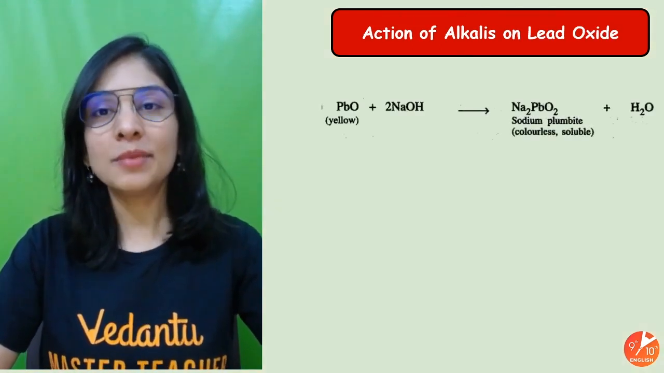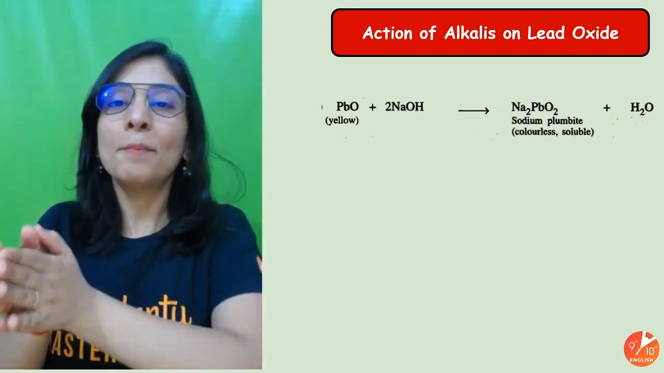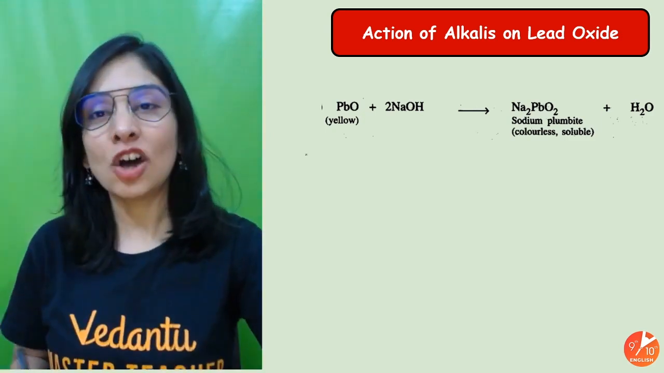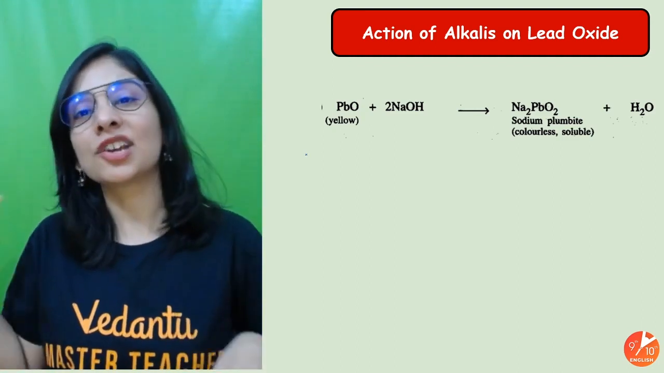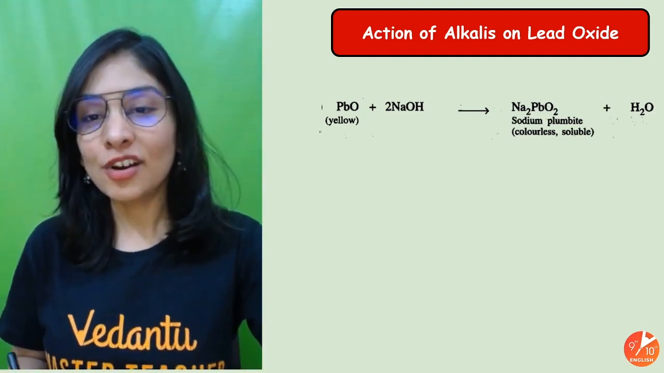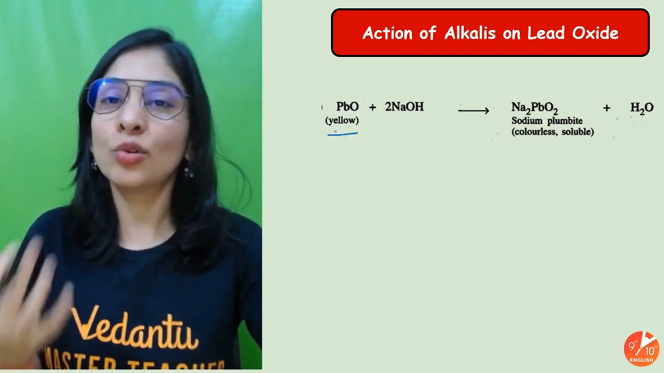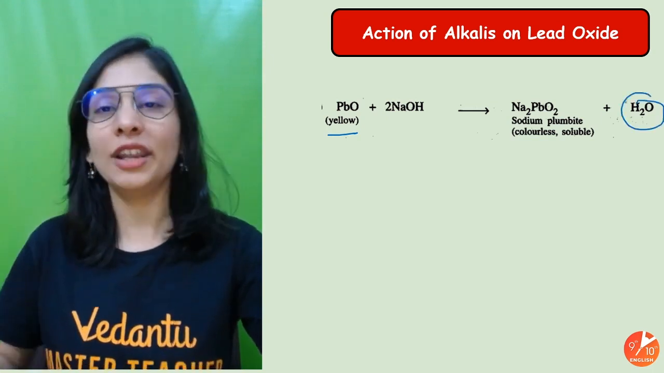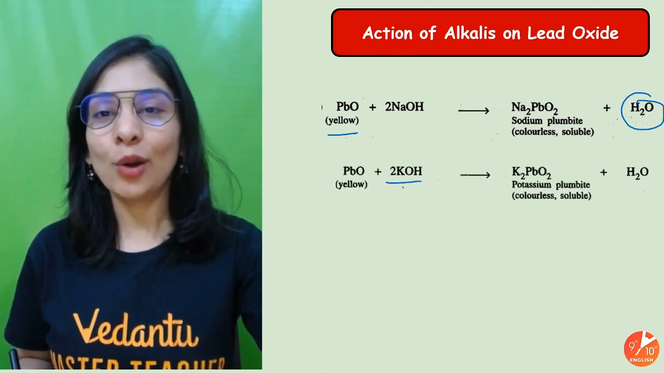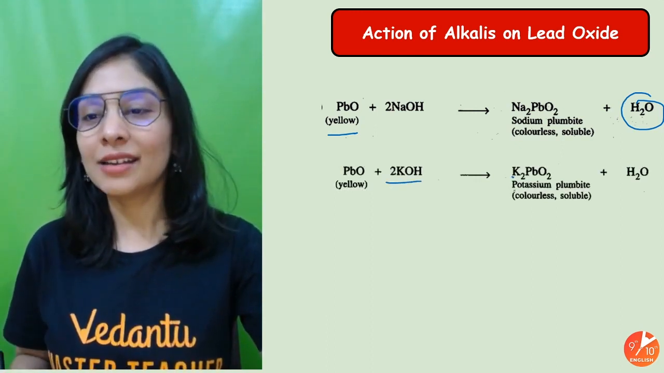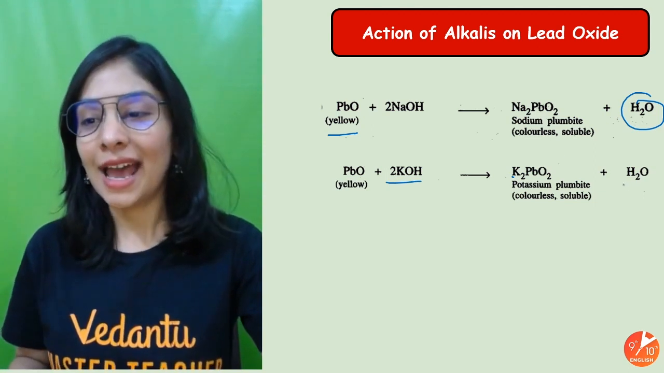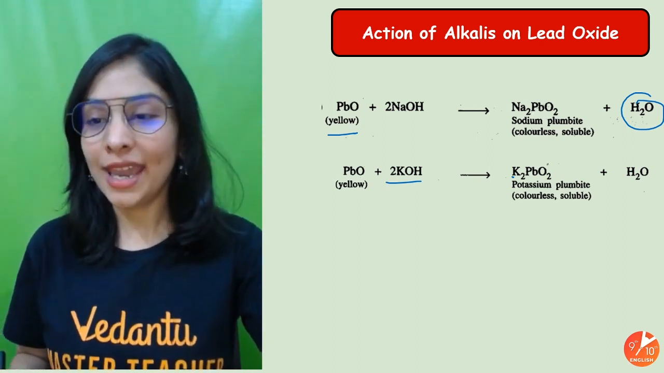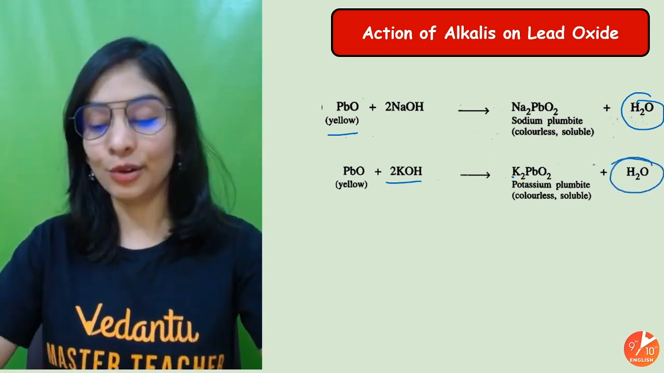Pretty obvious. What about lead oxide? Metal oxide with alkali is like an acid-base reaction. The product will be salt and water. So lead oxide, yellow in color, with NaOH gives sodium plumbite at this moment, the same salt Na2PbO2, and then a molecule of water. Salt and water, same with KOH. The only difference is now it will be taken by K, so that's potassium plumbate, or rather potassium plumbite, not plumbate. This is plumbite. So potassium plumbite with a molecule of water.